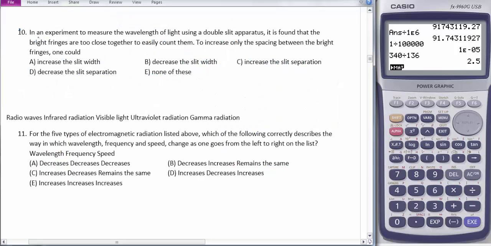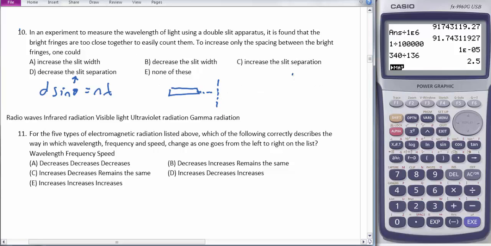Question number 10. In an experiment to measure the wavelength of light using a double slit apparatus, it is found that the bright fringes are too close together to easily count them. To increase only the spacing between the bright fringes, one could, well, let's first look at the formula. We've got d sine theta equals n lambda, and we need to increase essentially the angle. If we increase the angle, then we're increasing the spacing, and so we could have a laser that's going through a diffraction grating, and they're a certain distance apart.